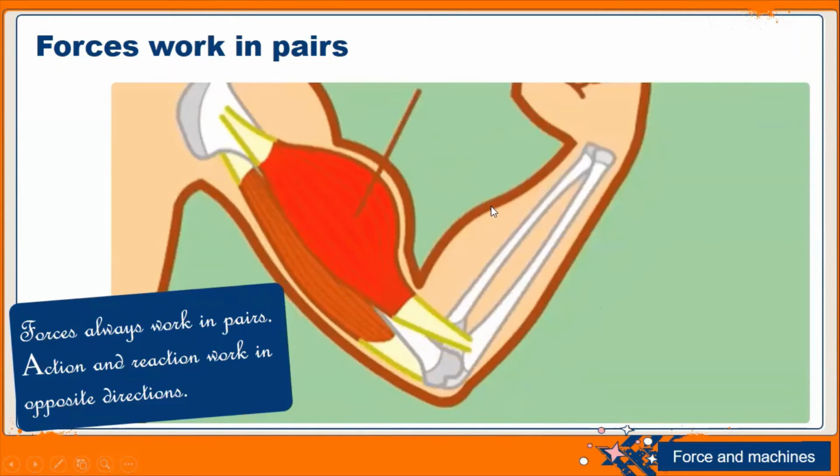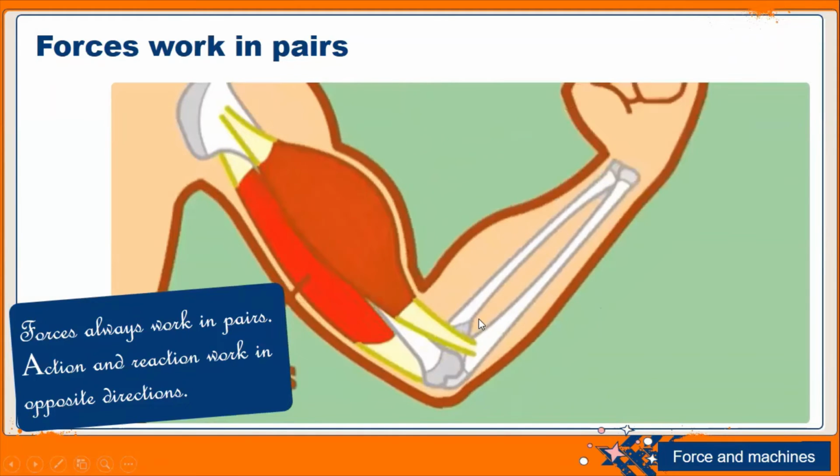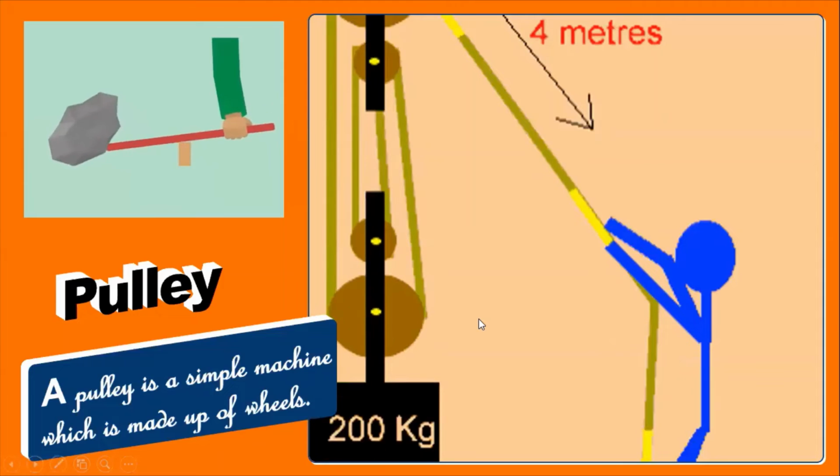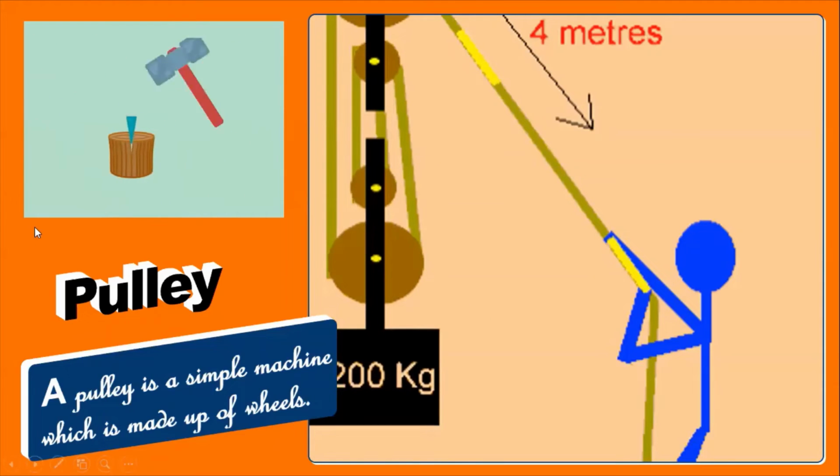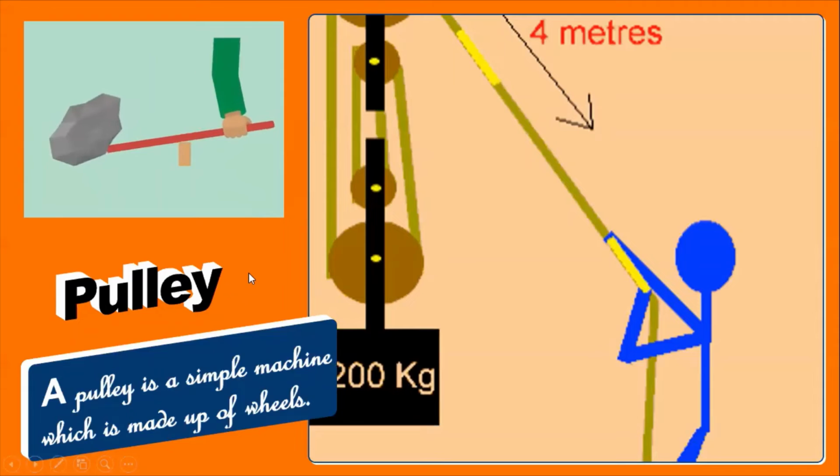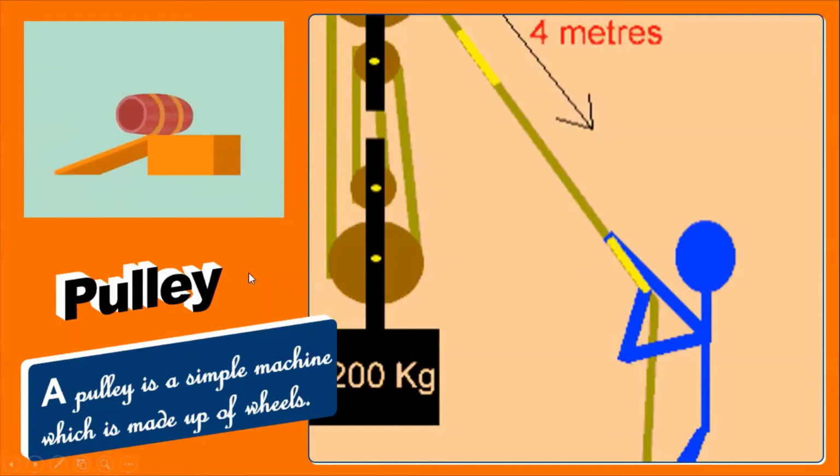As you can see, this is how muscles contract and relax. Lastly, the pulley is also a simple machine, which is made up of wheels. If you want to pull water from a well, the pulley is used to pull the bucket filled with water up easily. So there are many simple machines, and now you know that.